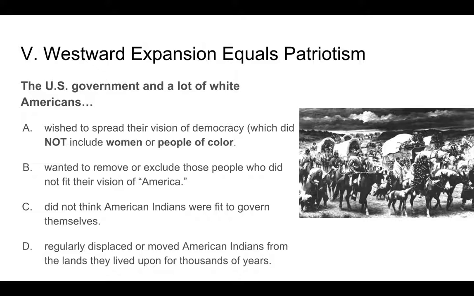And the U.S. government and a lot of white Americans regularly displaced or moved American Indians from the lands they lived upon for thousands of years. And this is an example of that from the Trail of Tears. The Cherokee moving out of their native lands in the southeast and into places like Oklahoma, where they would move westward. And this displacement happened here in Minnesota as well, with the Dakota, who were completely removed from the state, as we will find out.